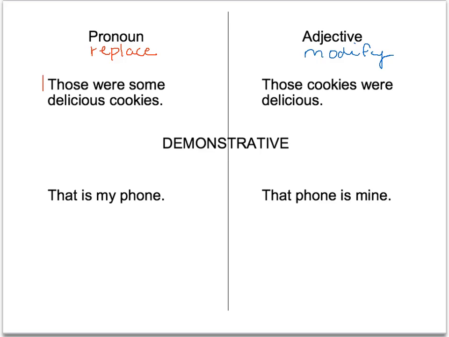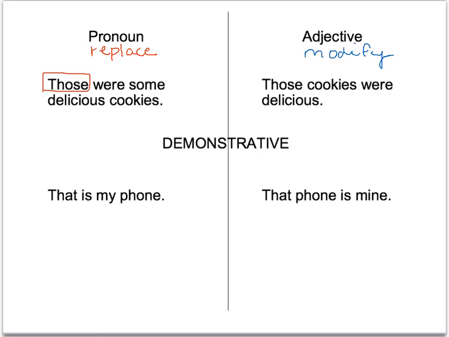So if we come back to the pronouns for a moment, our examples of demonstrative pronouns: those were some delicious cookies. Those is a demonstrative pronoun. It's standing in for, or rather pointing out, the cookies. Imagine someone standing in front of you, pointing at them and saying, those were some delicious cookies. There's no noun after it for it to modify.